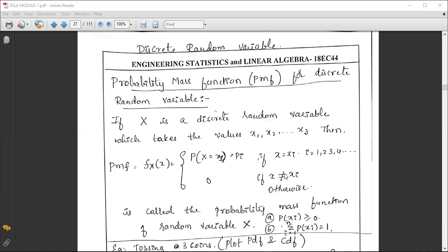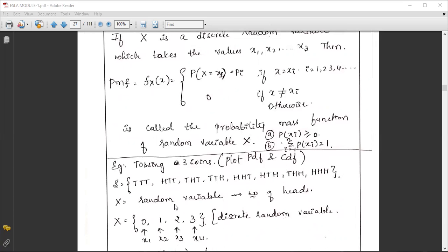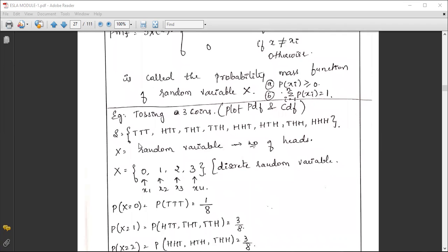If x is xi, then the probability of x equal to xi is p_i, and 0 otherwise. This is called the probability mass function of random variable x. So the probability p of xi is greater than 0, and the summation of p of xi is equal to 1. The maximum probability is 1 and the minimum is greater than or equal to 0. Okay, we will see one example on this probability mass function.